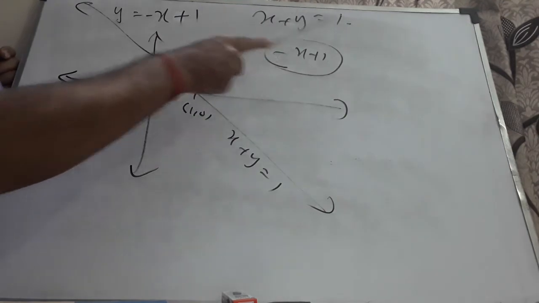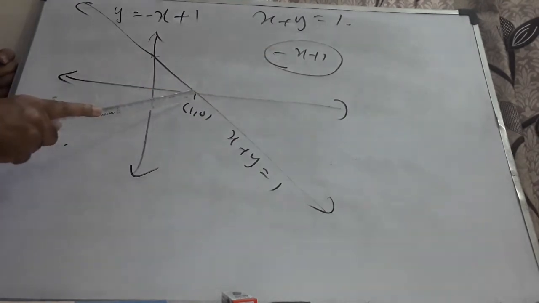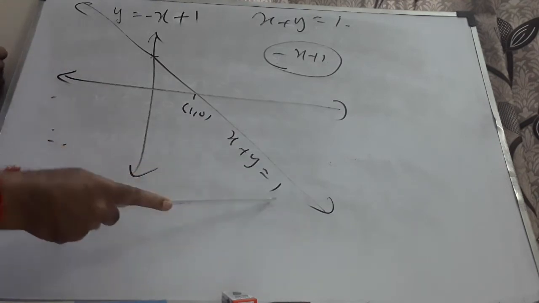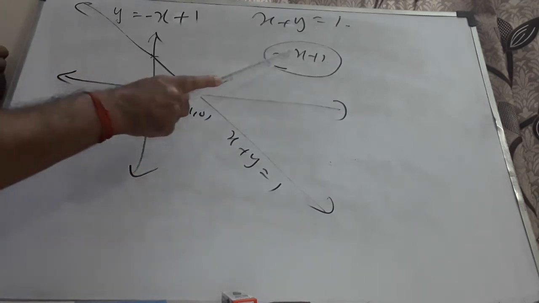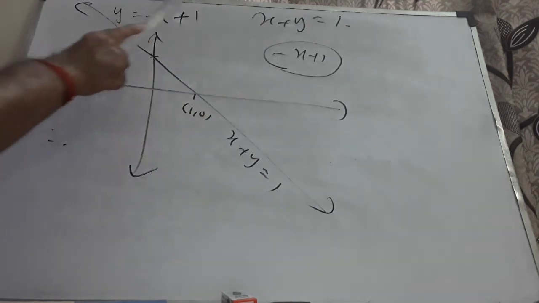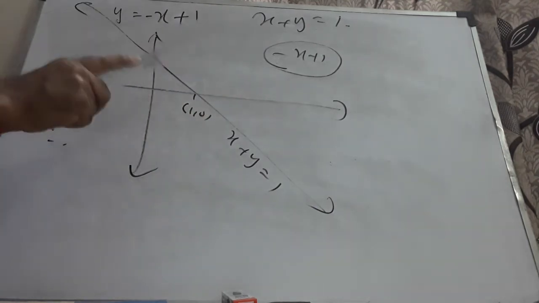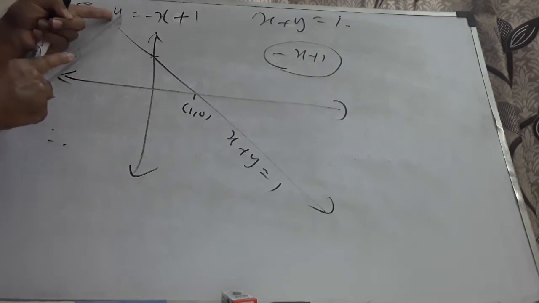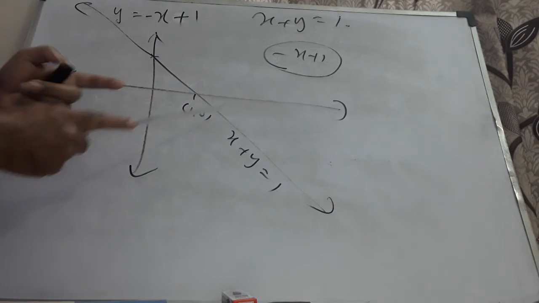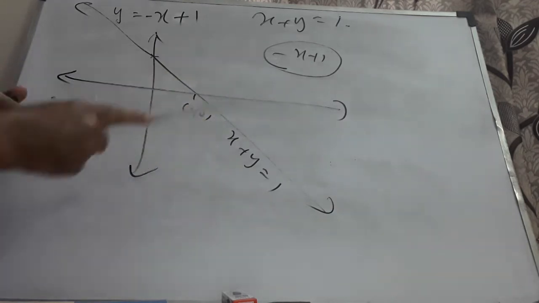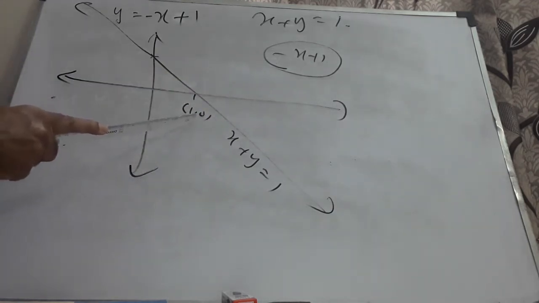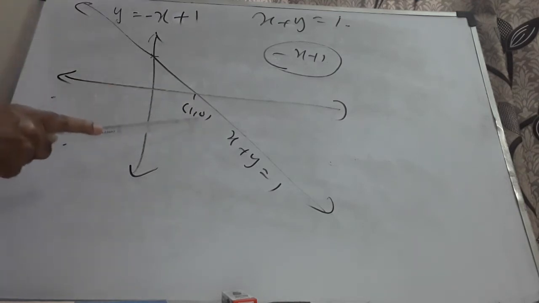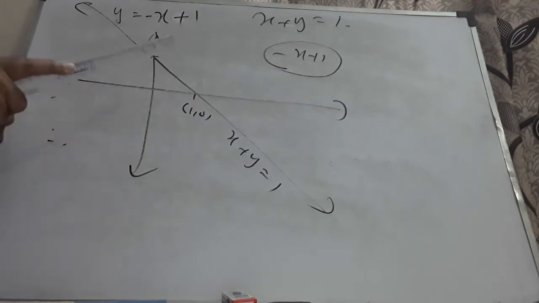Therefore when y is 0, x is 1, it passes through (1, 0). When x is 0, y is 1, therefore it passes through (0, 1). Therefore x plus y equal to 1 is a straight line, or if I call it minus x plus 1 as a simple linear polynomial, taking y equal to 0, y equal to 0 is nothing but the equation of the x-axis. Therefore wherever it meets the x-axis, that will be the corresponding 0 of the linear polynomial.